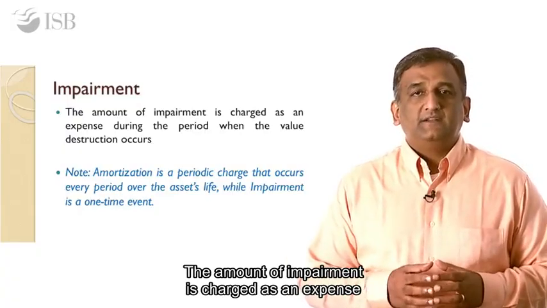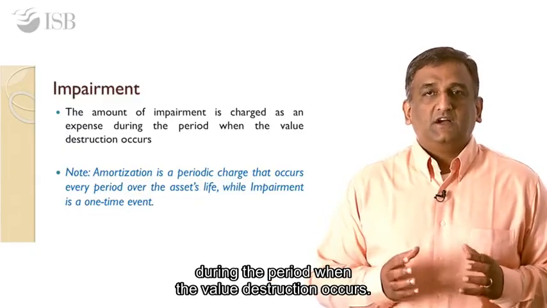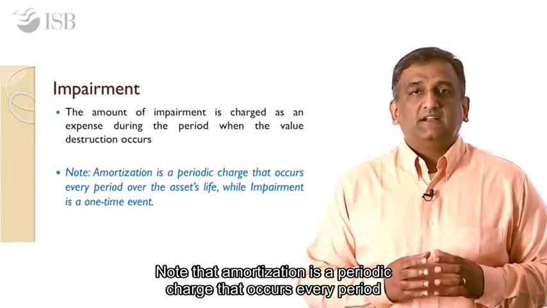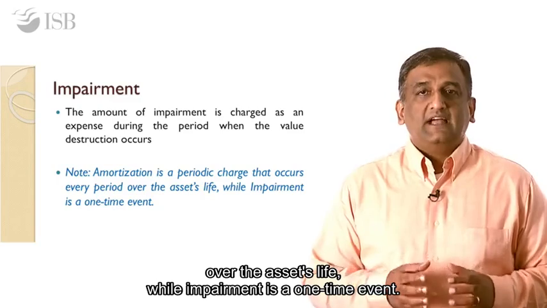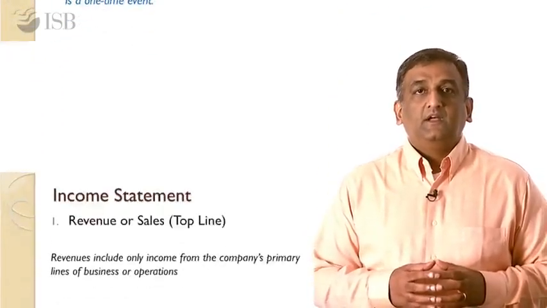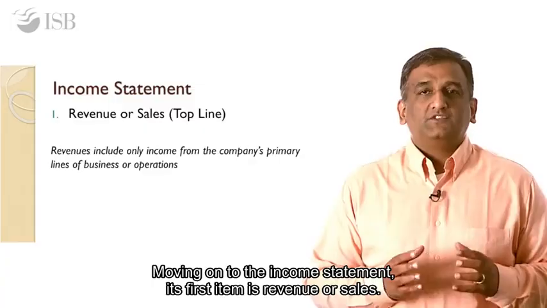The amount of impairment is charged as an expense during the period when the value destruction occurs. Note that amortization is a periodic charge that occurs every period over the asset's life, while impairment is a one-time event.